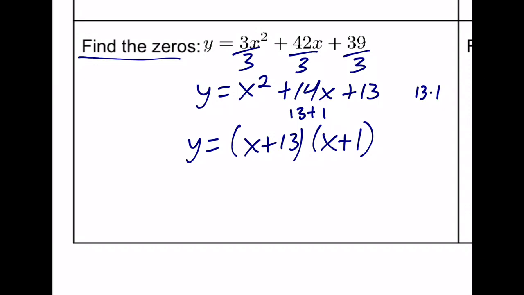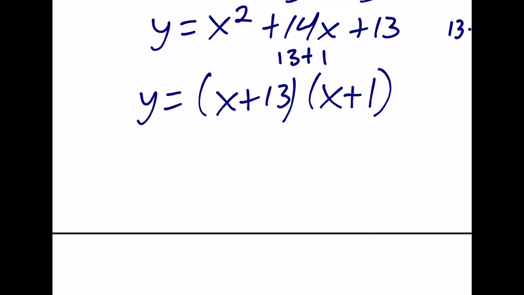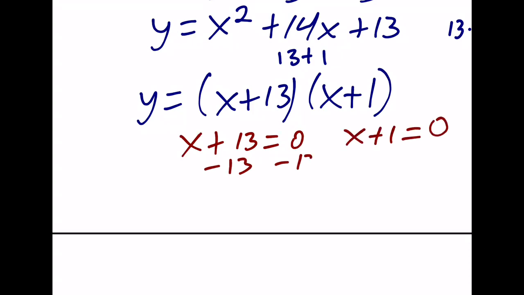If I set these both equal to 0, x plus 13 is equal to 0 and x plus 1 is equal to 0, I can subtract 13 and subtract 1 from both sides, and I get my two answers, negative 13 and negative 1. Those are the zeros.